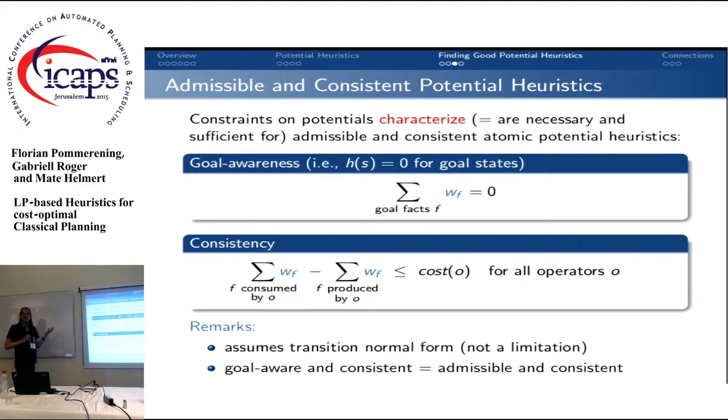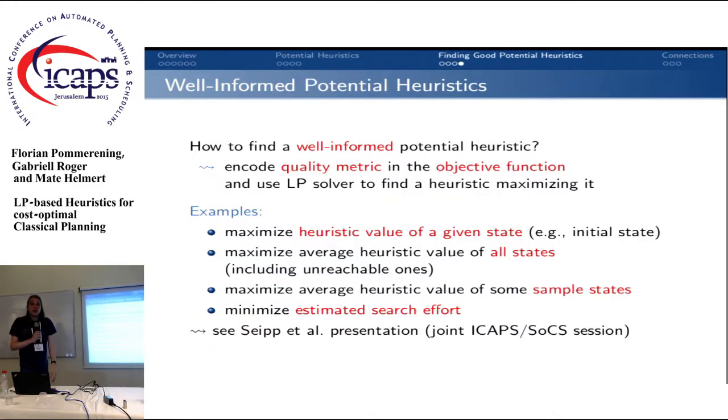And because the optimization function is missing, I can optimize whatever I want. This is the part that will help us find a well-informed potential heuristic. So what I have now is a set of constraints that describe a space of heuristics. Everything that is feasible for these constraints will give me an admissible and consistent heuristic. Now I get to pick one, and the way I get to pick one is to guide the LP solver towards the ones I like. I can do that by encoding the quality metric I like in the objective function. Of course, there's a little restriction there: I can only do that if that objective function can be expressed as a linear combination of the weights, because that's the variables you're using here.